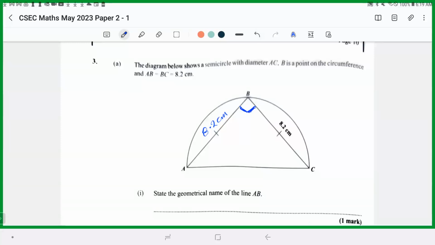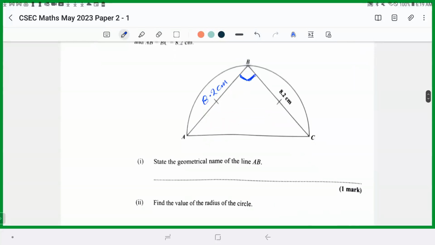All right. Question says state the name of the line AB. This line is AB right here. Line joining circumference is called a chord. So that's a chord. Line joining 2 points on the circumference of a circle is called a chord. Because if you complete the circle, it will be like this, you know. Right? This is just half of a circle, but if you complete it, it will be like that. But that will be a chord. Right? Just the same. So this is a chord.